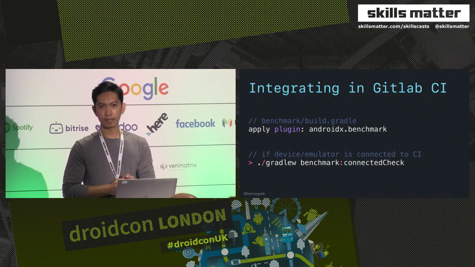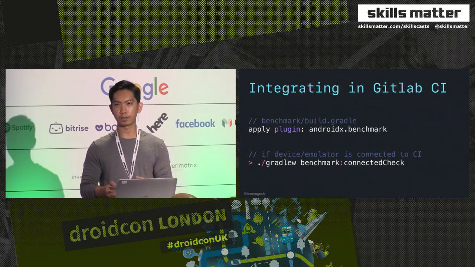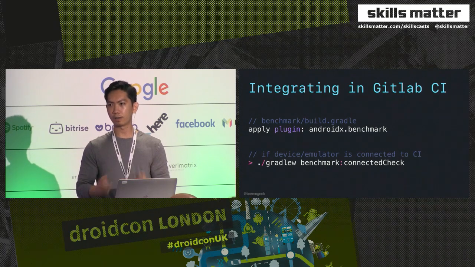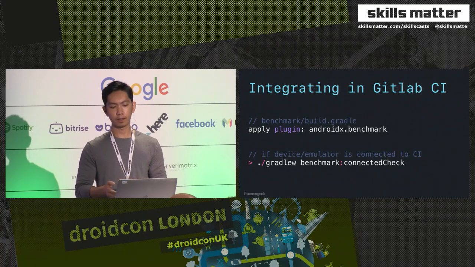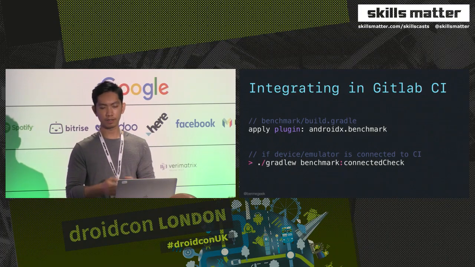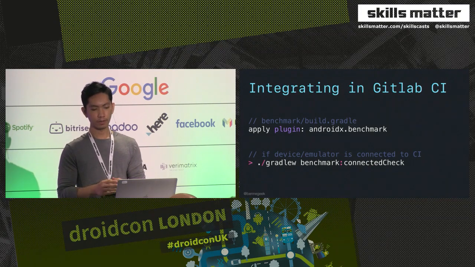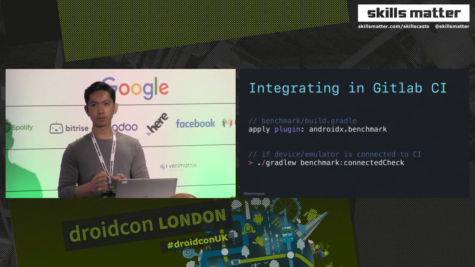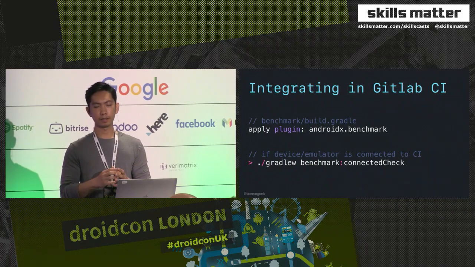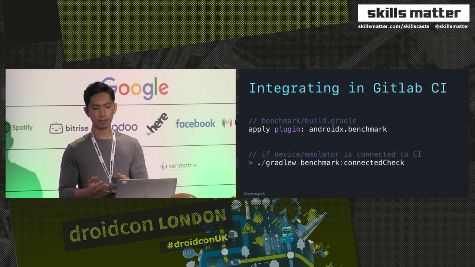So how do you integrate benchmarking in your CI? In our case, we used GitLab, which is hosted in our office, and this is how you set it up. You put the plugin in your benchmark project. It's already there if you use the wizard. So there's a plugin, Android Benchmark. What it does is it collects the JSON output of your benchmarks for you, and then puts it in a file in your directory.